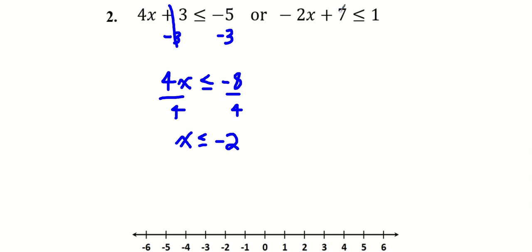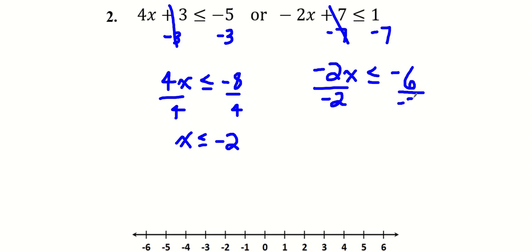So there's that graph. Over here, we have to get x by itself. Subtract 7 from both sides. So we have -2x is less than or equal to what? -6. And then, oh, look at this. Dividing both sides by -2. So -6 divided by -2 is +3. But again, remember, when you divide both sides by something negative, you immediately have to flip the symbol. And now it's going to be a greater than or equal.